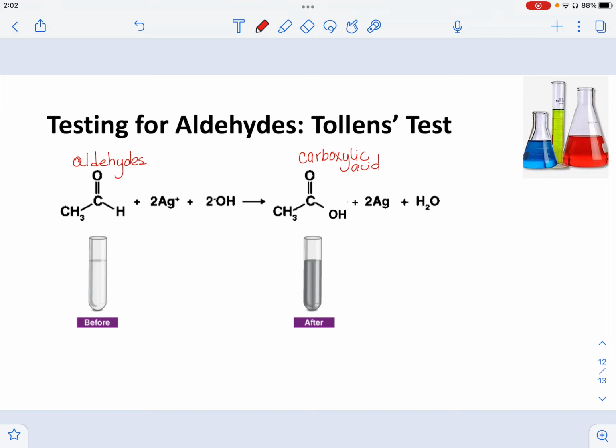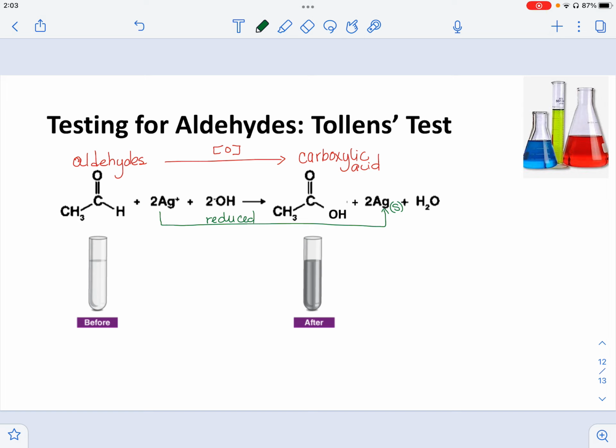In turn, because this is an oxidation reduction reaction, there is a molecule here that needs to undergo reduction. And what undergoes reduction is the silver molecule. It goes from being an ion to creating silver in solid form. That's why if you have a sample that has an aldehyde in the before status, before the reaction, we are going to see a clear solution.